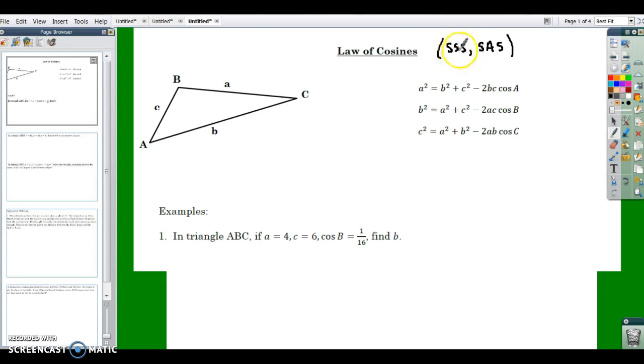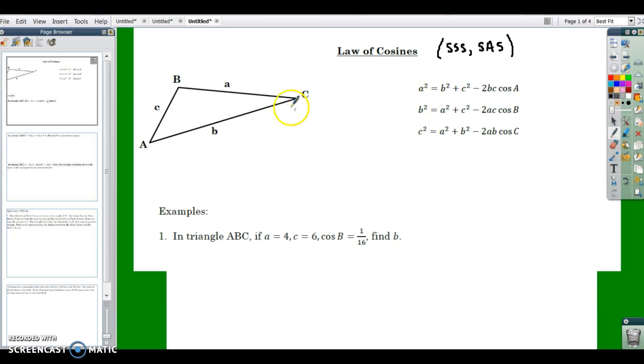Side, side, side would be if you had all three sides and you were trying to find one of the angles of the triangle. So those would be the situations that you would use the law of cosines. So here it is in three different forms. You do not need to memorize all three of these forms. It's all the same thing.